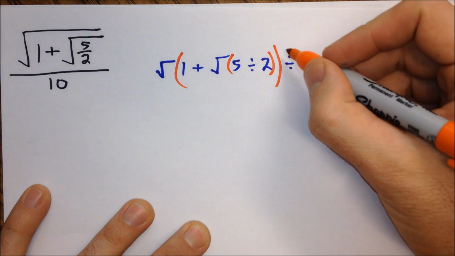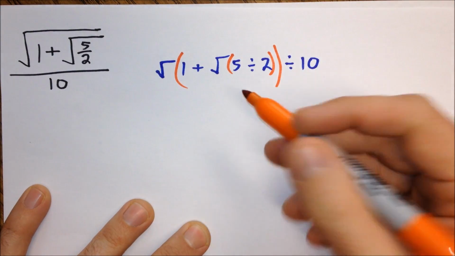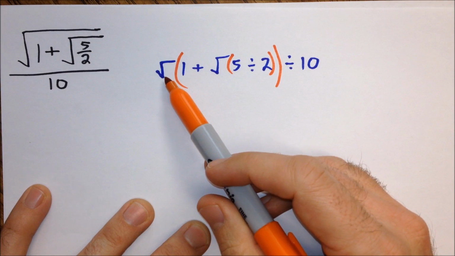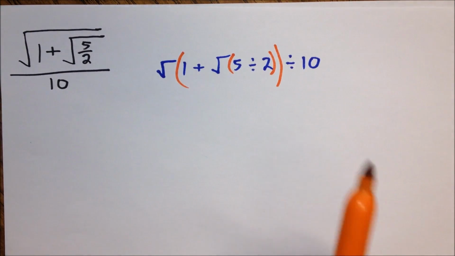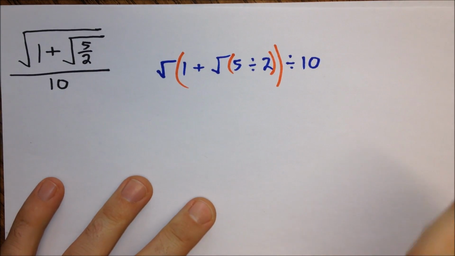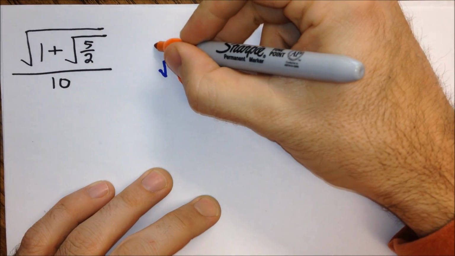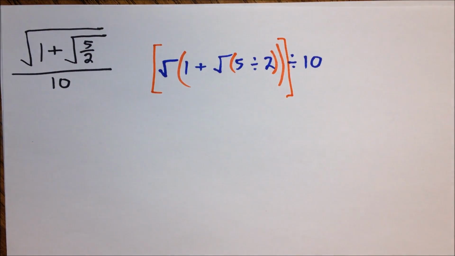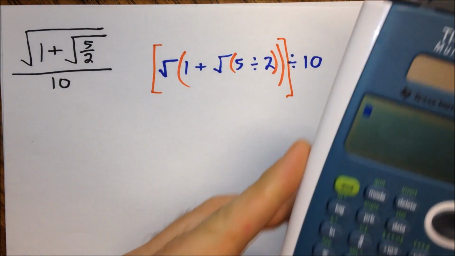It might not be a bad idea to even add another layer of parentheses, although because square root is considered an exponent, the calculator will do that square root before dividing by 10. But it might not be a bad idea to be careful and put one more layer of parentheses outside the square root, just for care. Let's do this on our calculator and see what we get for our answer.